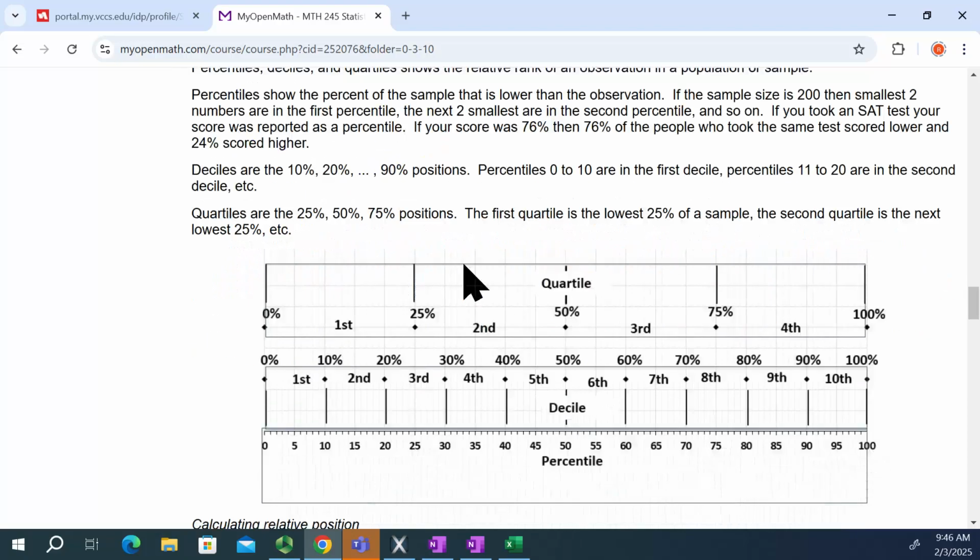You ever take an SAT test or a standardized test of any sort? When they sent you the score, what was it? What percentile were you in? Were you in the 50th? If you were at 50, half the people scored more than you did and half scored less. If you're at the 75%, which is the third quartile, 25, 50, 75, if you're here, 3/4 of the people scored less, and 25% scored more.